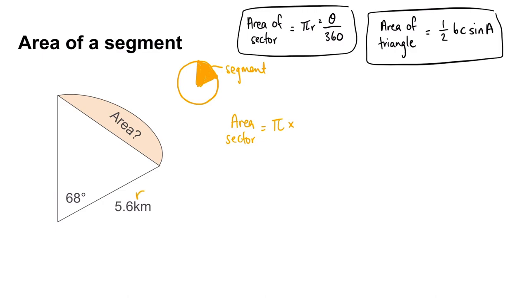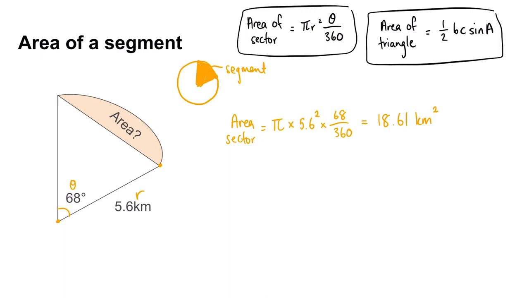This was my r, my radius from the middle of the circle out to the edge, was 5.6. So 5.6 squared, and then times by my fraction, this was my angle, my theta, so 68 out of 360. When I type that into my calculator, I get an area of 18.61, and my units would be kilometres squared for the area. So that is for the whole sector, but I didn't want to know the whole sector, I just wanted to know that segment.